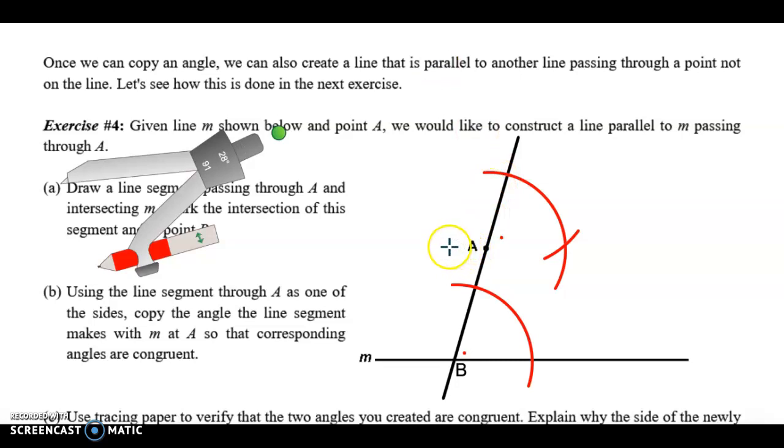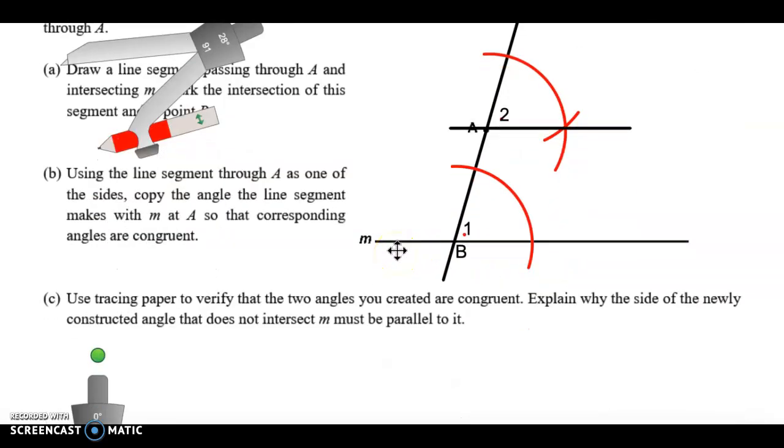Again, I mentioned that this one is a little tricky because if you are off a smidge, then your lines will not come out looking parallel. Now I'm going to call these angle 1 and angle 2. And again, the reason why the lines are parallel is because I copied angle 1 up here at angle 2, and if those angles are congruent, then the lines have to be parallel because they are corresponding angles.